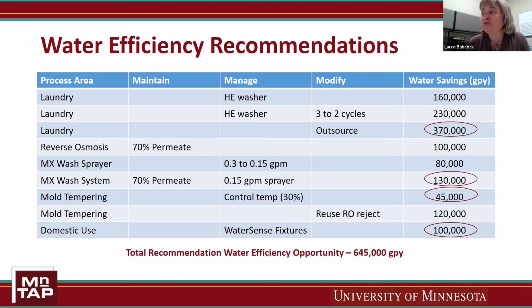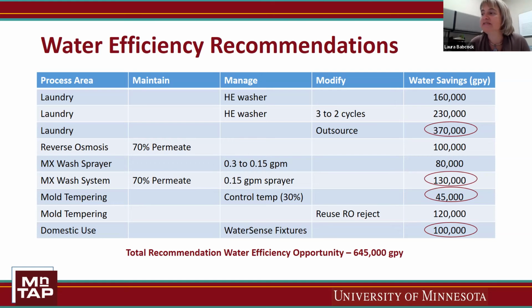If I changed the washing machine and went to 2 rinse cycles instead of 3, I could save 230,000 gallons of water. And if I said, forget it, why am I doing all this laundry? I could just outsource that. And again, it would be dependent on the cost, but we can talk about that later. That's a business case decision.